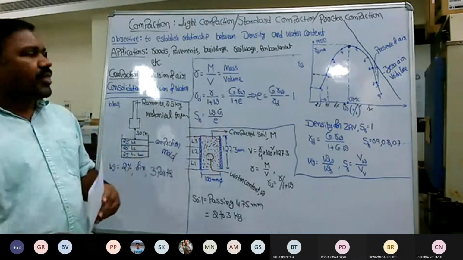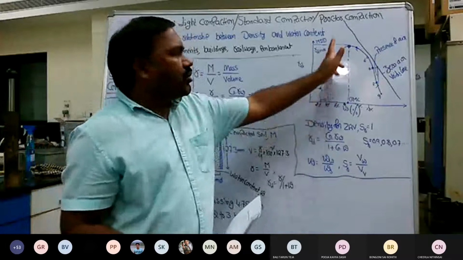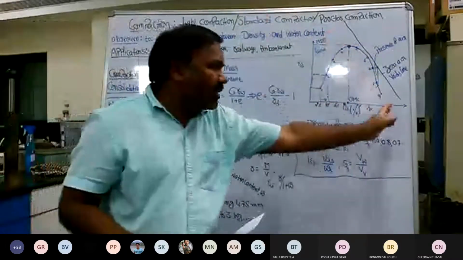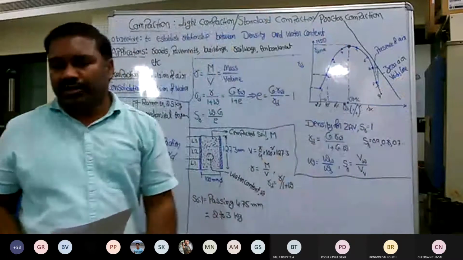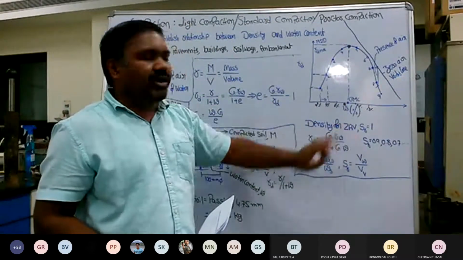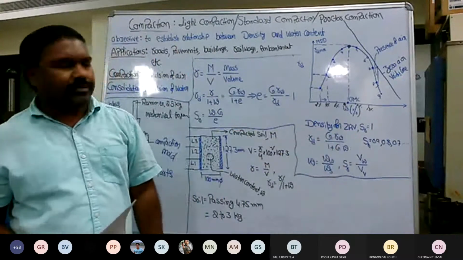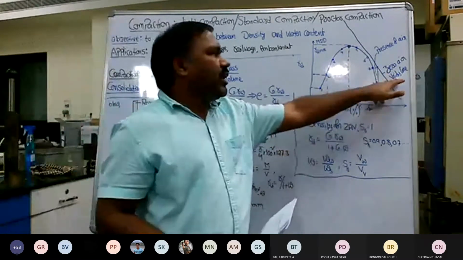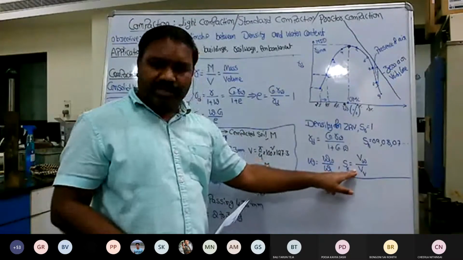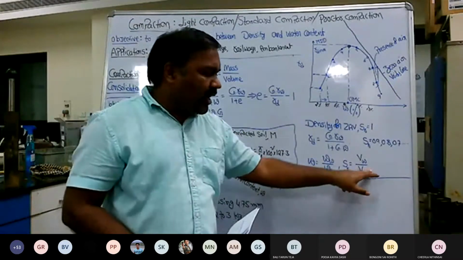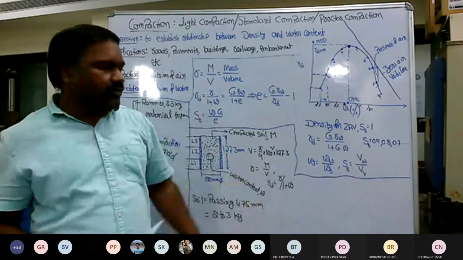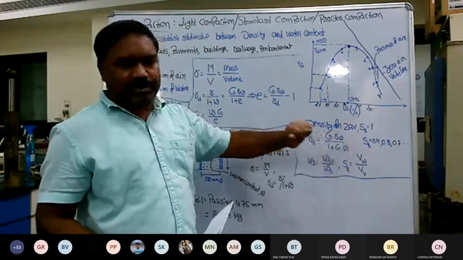Now, in addition to establishing the compaction curve, you also need to draw another line. That line is called the zero air voids line, typically called ZAV. When I say zero air voids line, if you look at the basic definition of the degree of saturation, the entire volume of voids is occupied by water. That is the meaning of zero air voids.